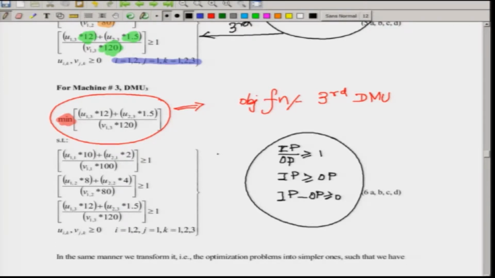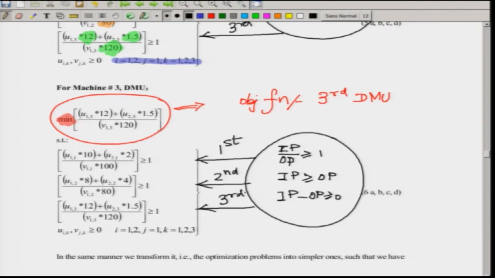So, they are being utilized for the first constraint, which is for the first DMU, the second constraint which is for the second DMU, and the third constraint which is for the third DMU. So, this is the first, this is the second, and this is the third.